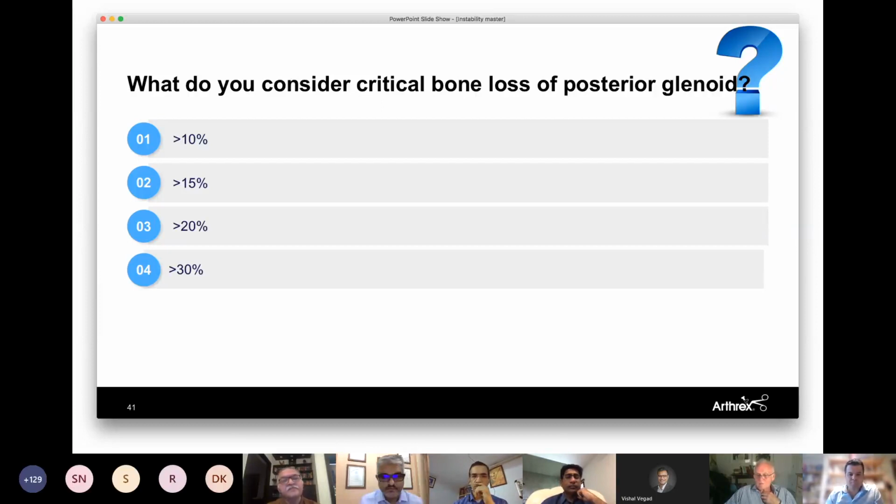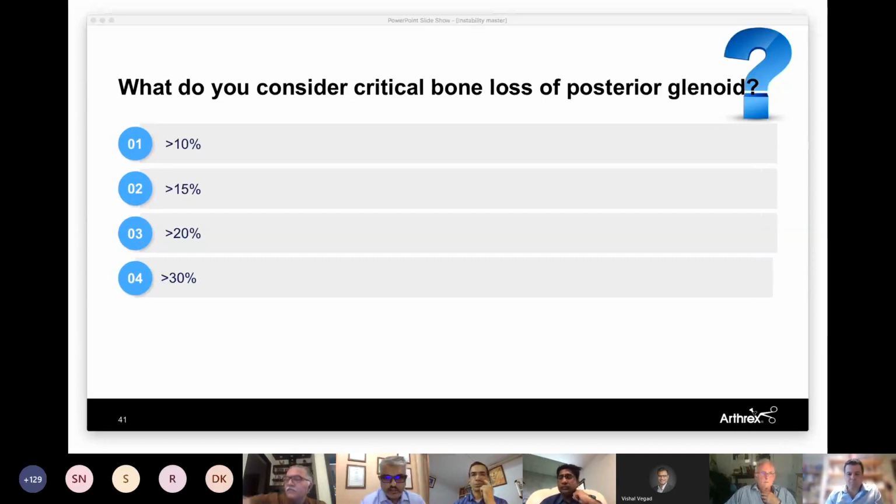So this is what I routinely follow, the work done by John Tokish and co-workers, where although they looked at the army subset, they have also spoken about 13.5 to 15 even posteriorly as the subcritical bone loss. So in practice, 15% is probably the ballpark that I would keep for a high demand patient. For a low demand patient, around 20% is what I would look at.